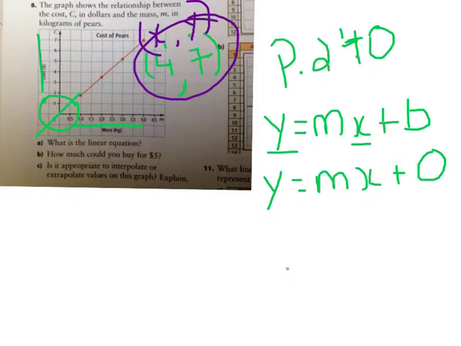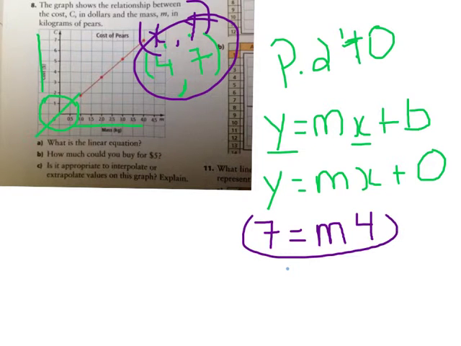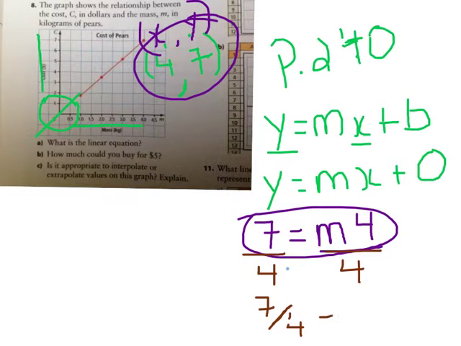Okay, so it would be 7 equals m, because I'm going to solve for m, and my x is going to equal 4 plus my 0, which I don't even have to write. So now I have this algebraic expression I need to simplify. How do I get m alone? Well, I have to get 4 to the other side. It's technically m times 4, so what's the opposite of multiplication? It's division. So if I divide both sides by 4, I'll get 7 over 4 is equal to m.